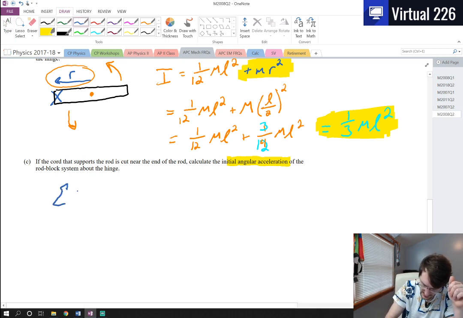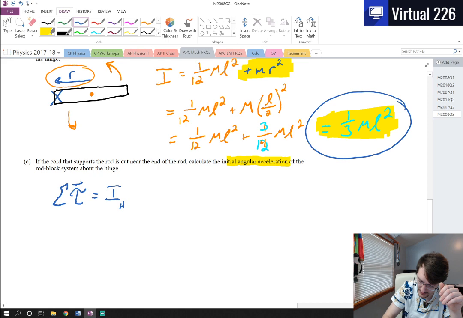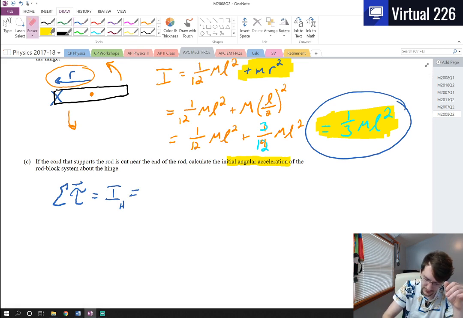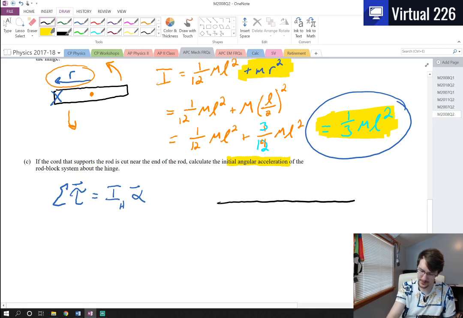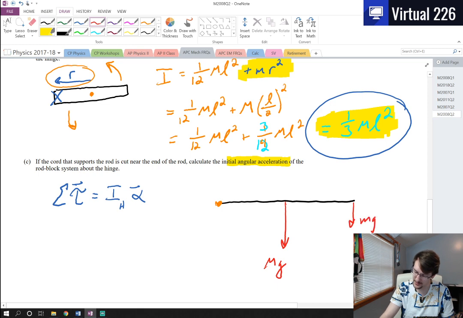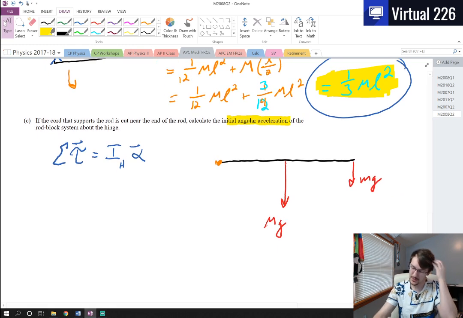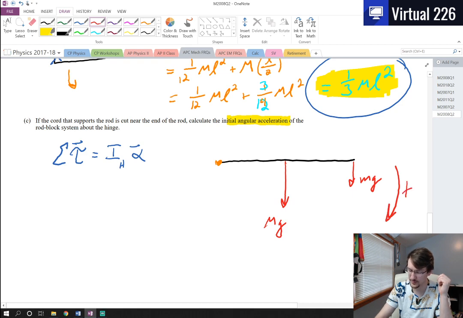So the sum of whatever torques we have are going to equal the moment of inertia about the hinge, which we just solved for up here, multiplied by the angular acceleration at that point. So here's once again our rod, here is our hinge at the end. The only two forces we're going to have now are the weight of the rod, and then the weight of the small mass at the end. We'll say that both of these are turning it this way, which will be positive, just to make life a little bit easier.